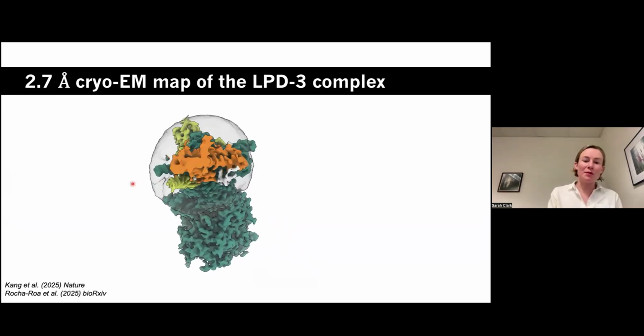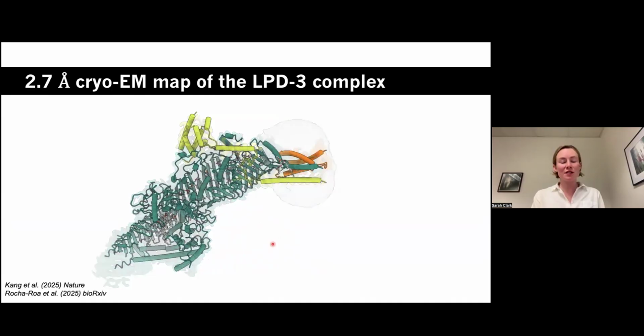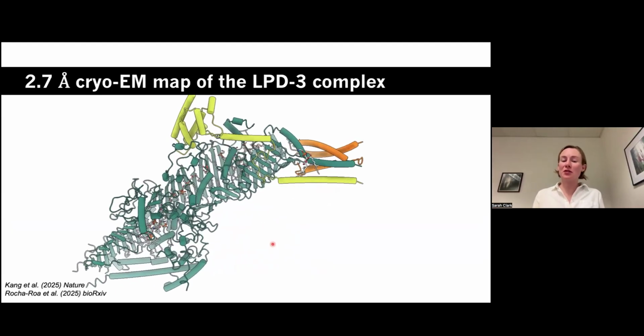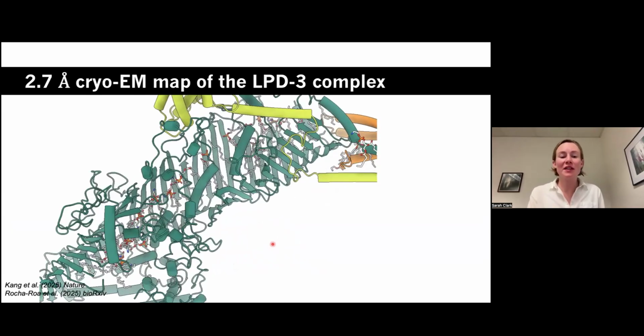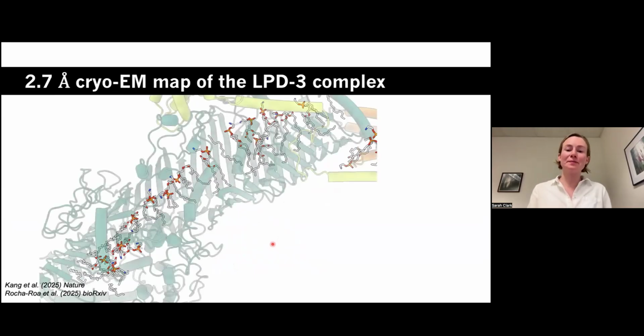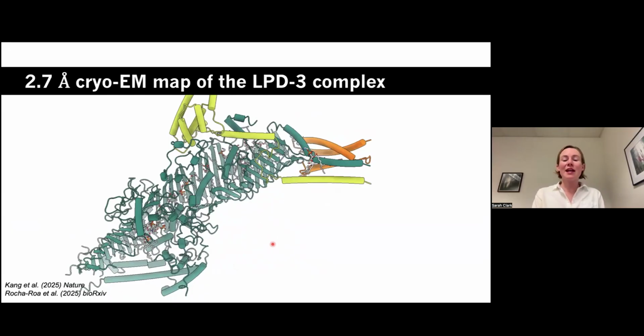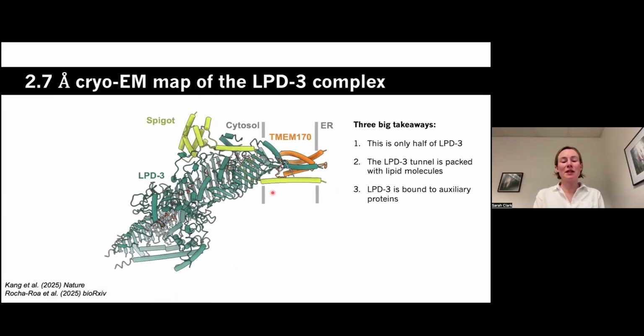And using this map, we were able to build a model of the complex. And very excitingly, we observed not just auxiliary proteins, but we also saw that the tunnel was packed full of lipid molecules, which is really exciting for us. And since neither of these auxiliary proteins had been characterized in any organism, we named the one in yellow spigot.